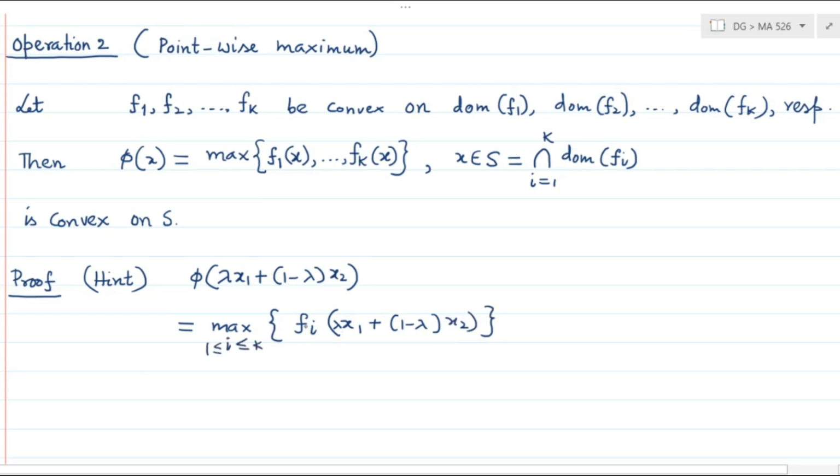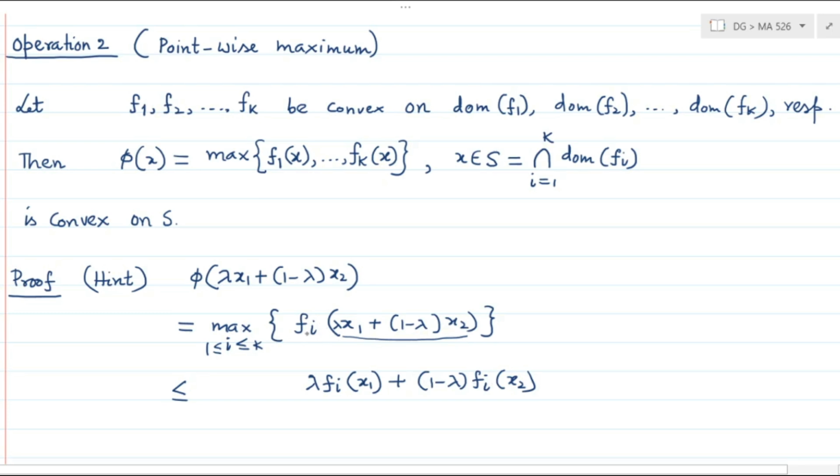Fine. Now you note that this fi, as it is a convex function, is less than or equal to lambda times fi of x1 plus 1 minus lambda times fi of x2, and therefore the ith component inside this maximum is less than or equal to this. So the function value of f1 at this point is less than or equal to this much, and f2, the function value at the same point, the convex combination of x1 and x2, is less than or equal to lambda times f2 of x1 plus 1 minus lambda times f2 of x2. Fine. So individually, for every i equal to 1 to k, this inequality is true.